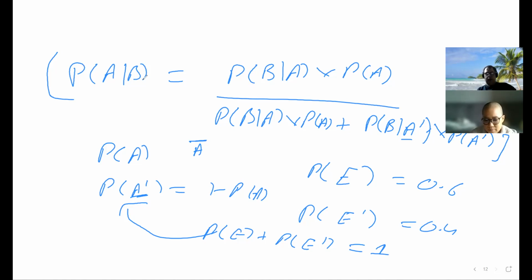So have you written this formula? I did write it down. P(A|B) is equal to P(B|A)... What is the name of this formula? This is the Bayes theorem, the general formula for Bayes theorem.